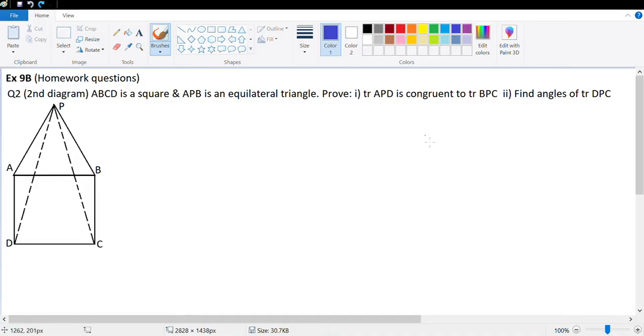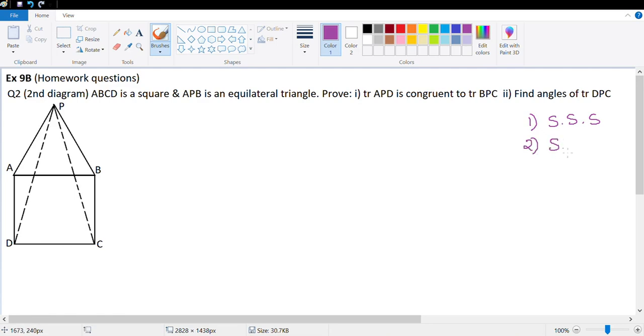Hi guys, let's look at the homework questions of exercise 9b. But before we start, let's quickly revise the 5 tests of congruency that we've done. The first test is side, side, side. If all three sides of two triangles are equal, then the two triangles are congruent.